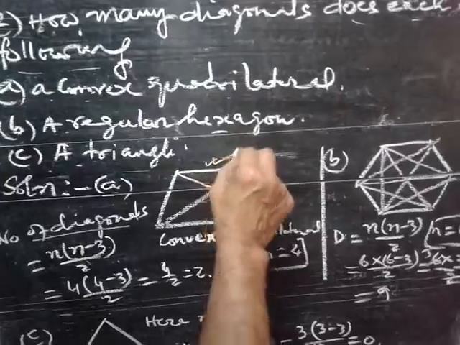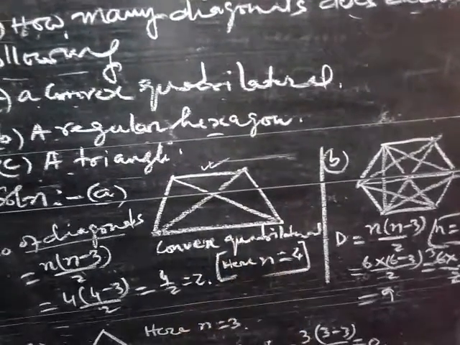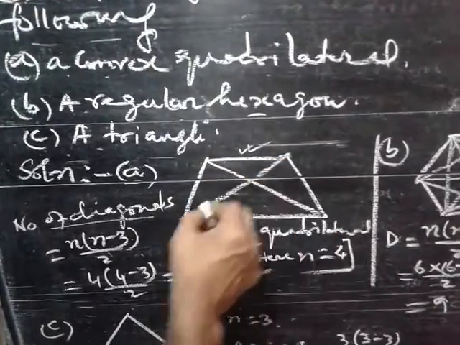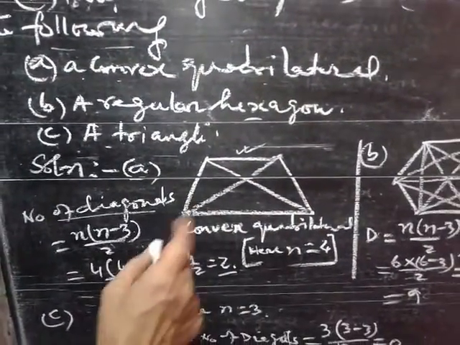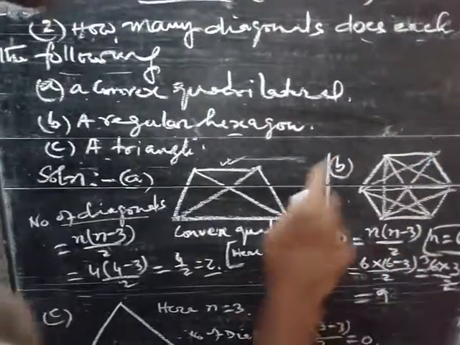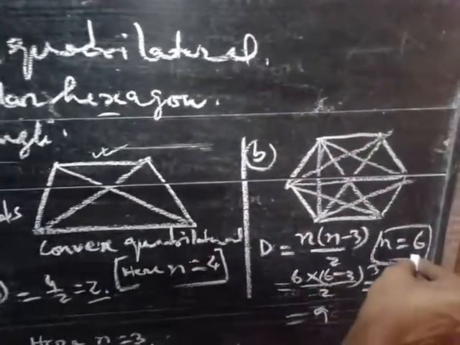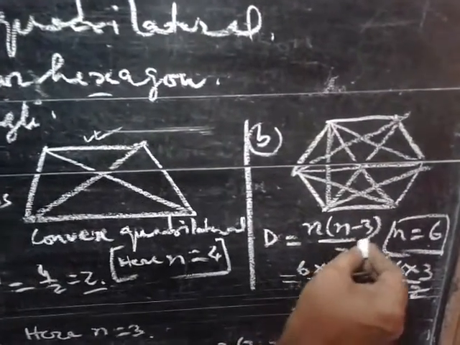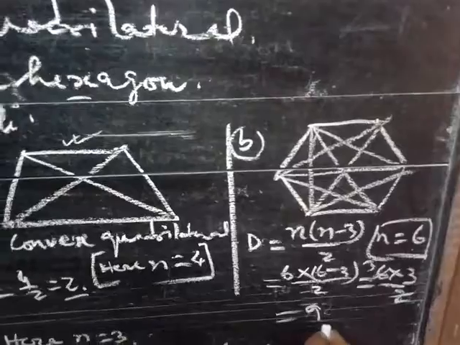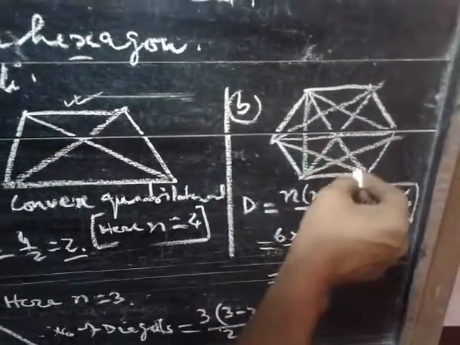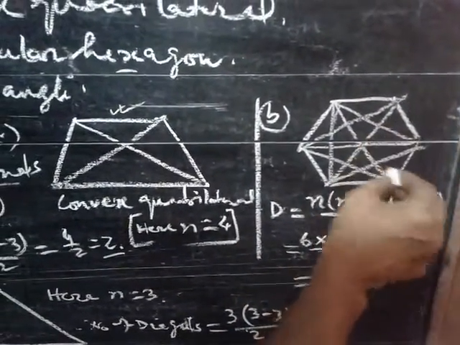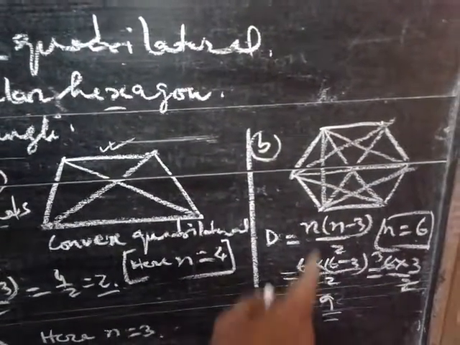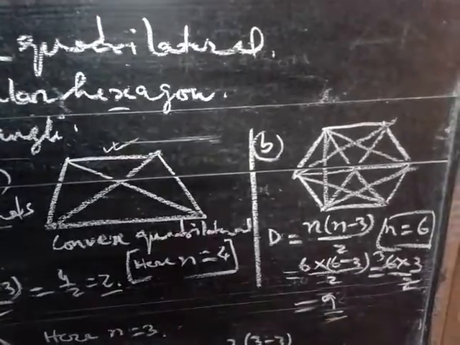Here, because this is a quadrilateral, n is 4. Put this value over here and it comes to 2, and physically you can also see there are 2 diagonals. Now if it is a hexagon, n is 6, the number of sides is 6. Put the value over here and it comes to 9. You can count and check within yourself that the number of diagonals matches.